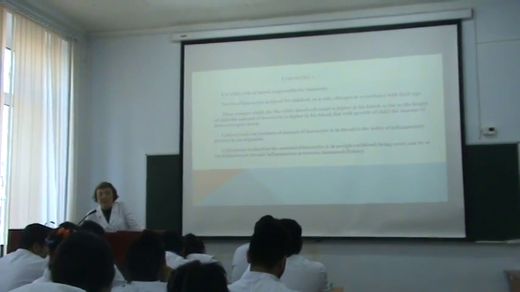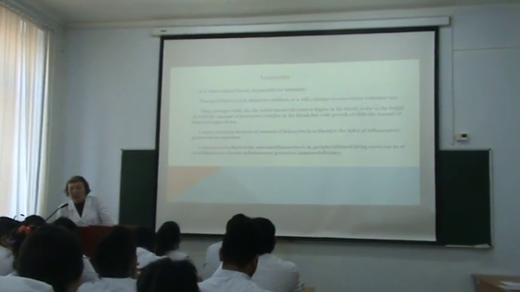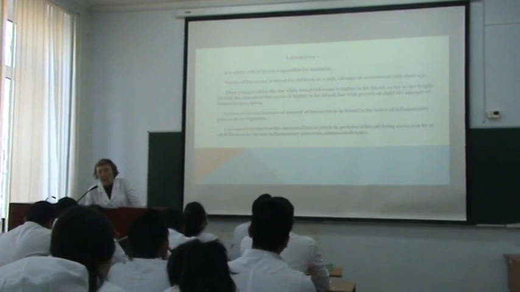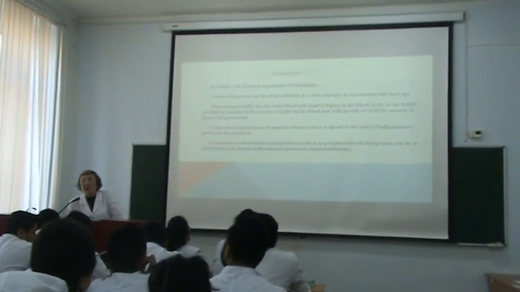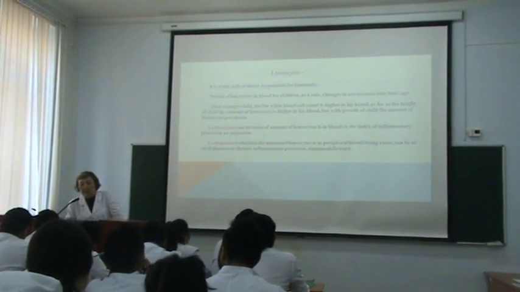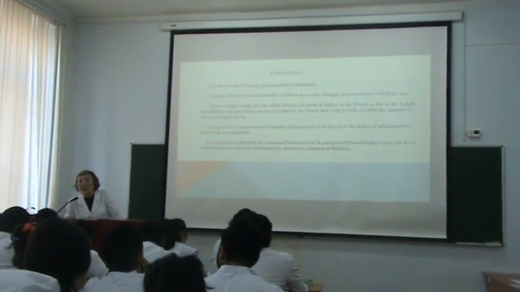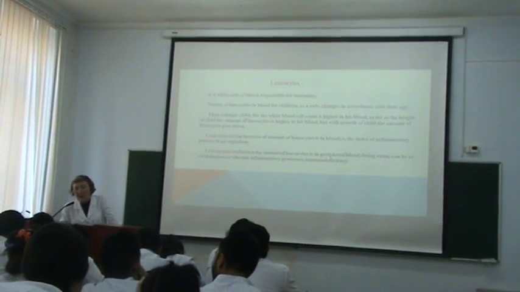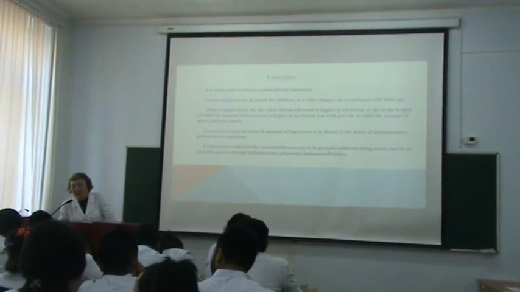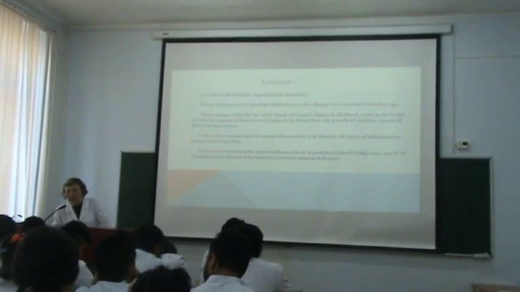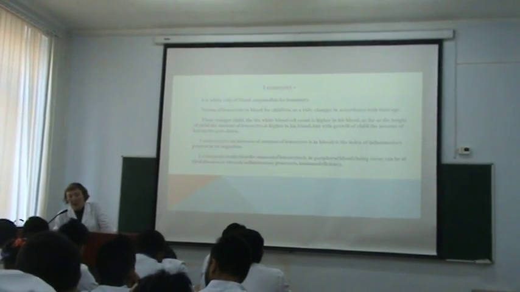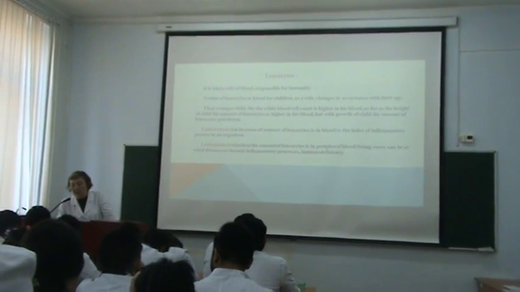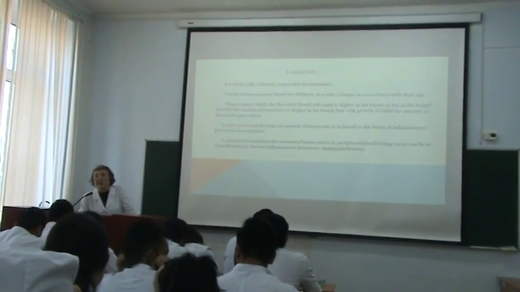Leukocytosis, what is it? This is an increase of the amount of leukocytes in the blood. This may be an inflammatory process in the organism. Leukopenia, a reduction of the amount of leukocytes in the peripheral blood, being rarer, can be from viral diseases, chronic inflammatory process, immunodeficiency.